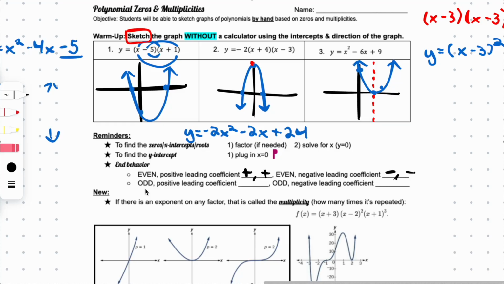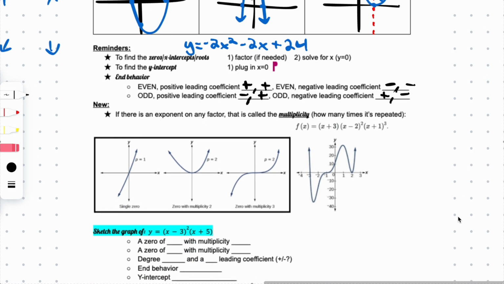If it's odd and it has a positive leading coefficient, then that means it's going to be going negative and positive. As x approaches negative infinity, f of x is going to approach negative infinity. As x approaches positive infinity, f of x is going to approach positive infinity. For odd with a negative leading coefficient, it's just going to be the opposite. If you have any questions on any of this, look at the last lecture on end behavior.